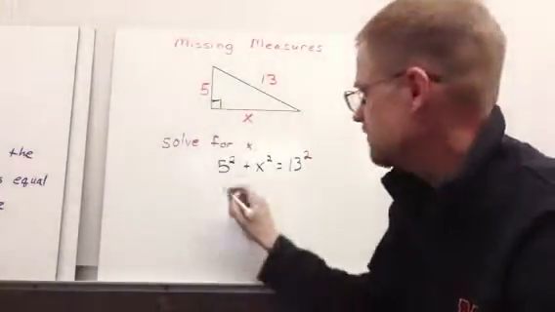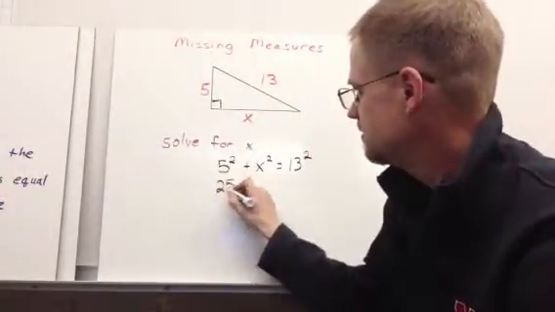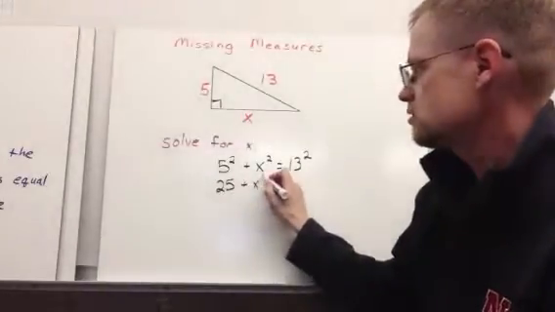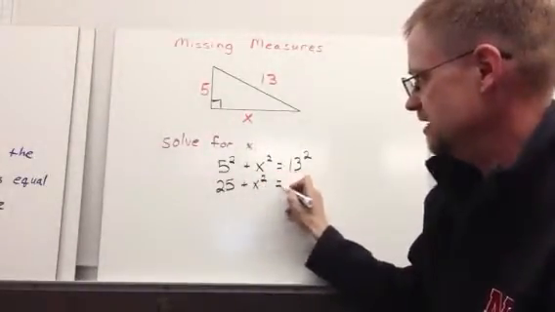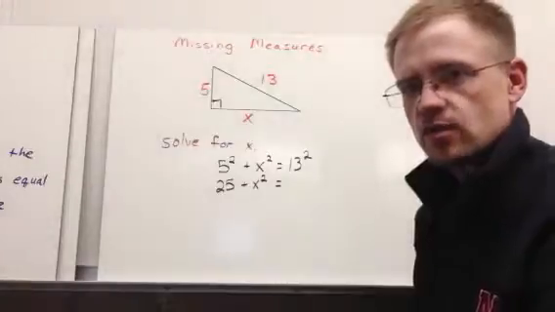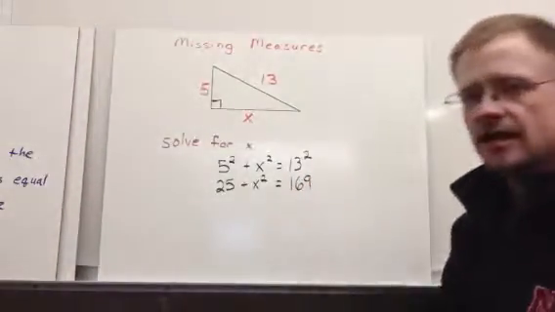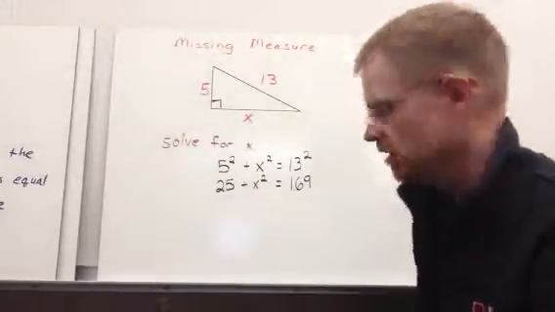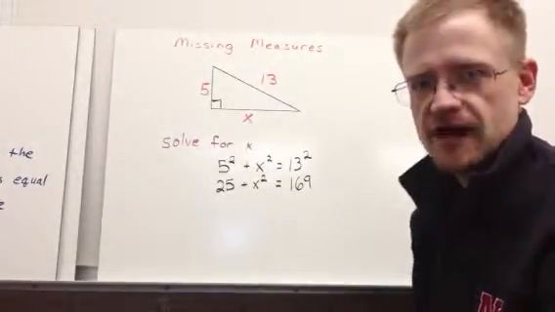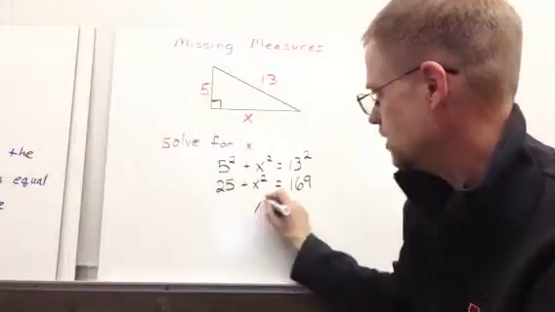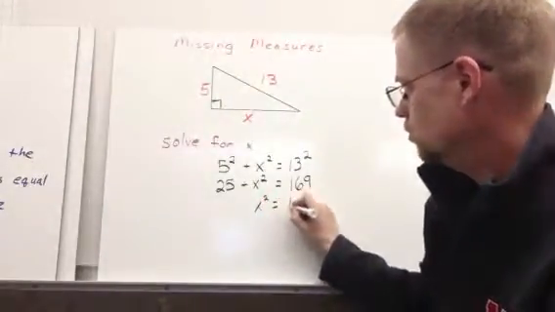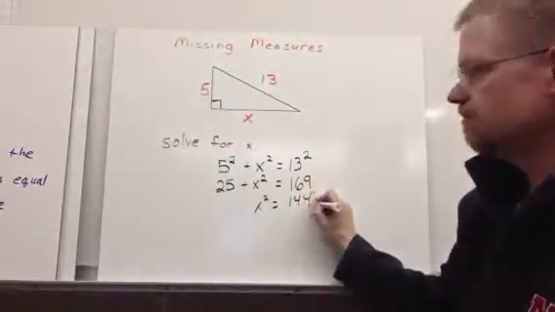Alright, well we can do 5 squared, that's 25, plus x squared, we can't simplify anything there yet. 13 squared will be 169. Okay, let's keep doing some basic algebra 1 here. Let's subtract 25 from both sides. We get x squared is equal to 144.